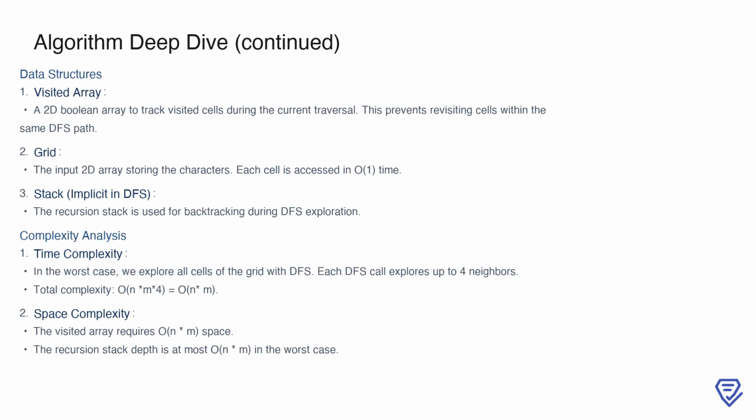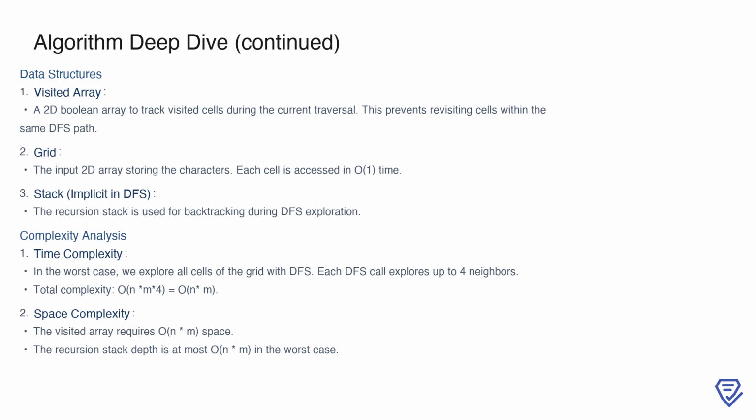To implement the algorithm effectively, we rely on 3 main data structures. The first is the visited array, a 2D Boolean array that tracks whether a cell has been visited during the current DFS traversal. This prevents revisiting cells in the same path and ensures correctness. The second is the grid itself, a 2D array storing the input characters, which we access in constant time. Finally, the recursion stack, which is inherent in the DFS process, facilitates backtracking as we explore different paths.